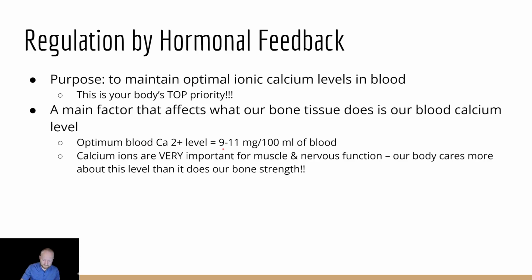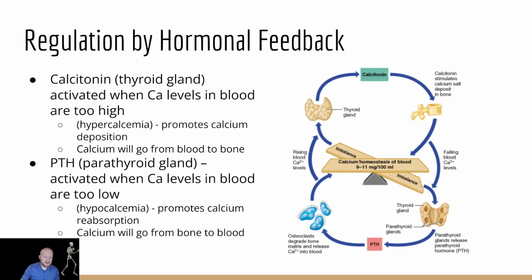Optimal level is going to be that 9 to 11 milligrams per 100 milliliters of blood. We don't need to remember that, but just know we have an optimal level. Calcium ions, like I said, are very important for muscular and nervous function, and our body cares more about that than our bones. So what we see is a feedback loop. Our calcium homeostasis is right around that 9 to 11 milligrams per 100 milliliters. If it gets too high, we have an imbalance this way.